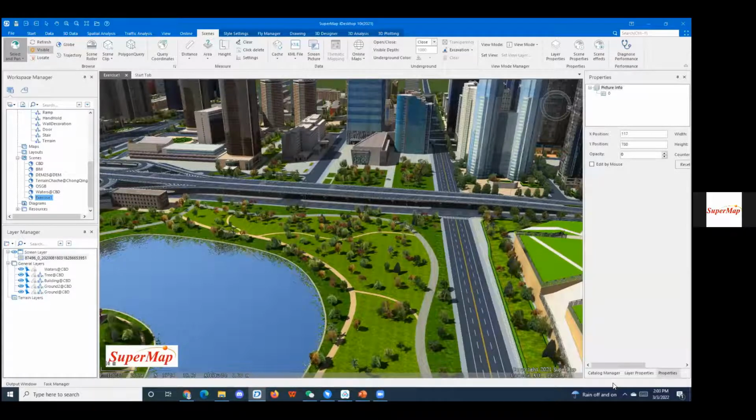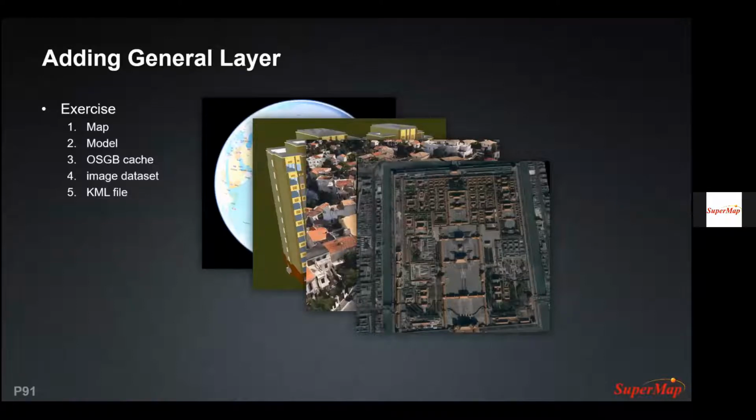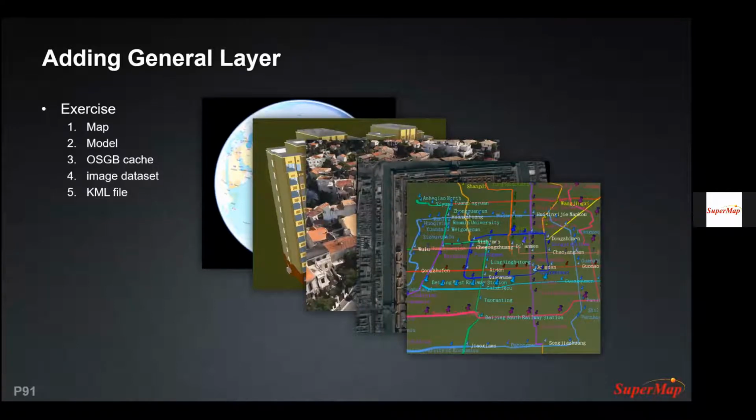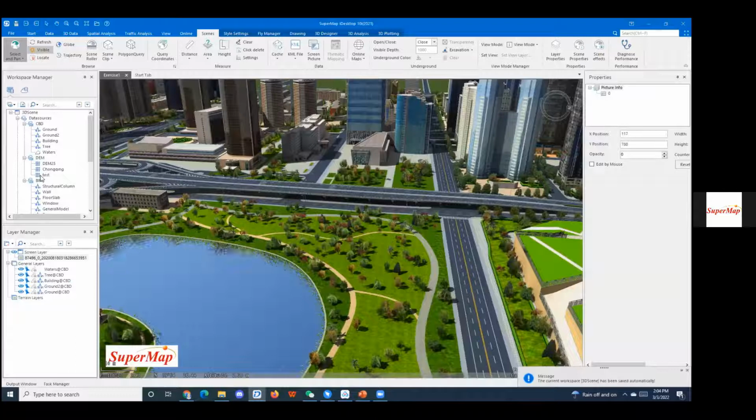Okay. So next is adding general layers. Here, I think every layer, every data set in your workspace, which is a 3D data set, if you open it as a 3D spherical scene or a plane scene, will be opened as a general layer, except if this data has elevations or it is a grid data set. For example, this one is a grid data set. If I open it in a 3D scene, it will be detected as terrain layers. So you can try. We can try it.